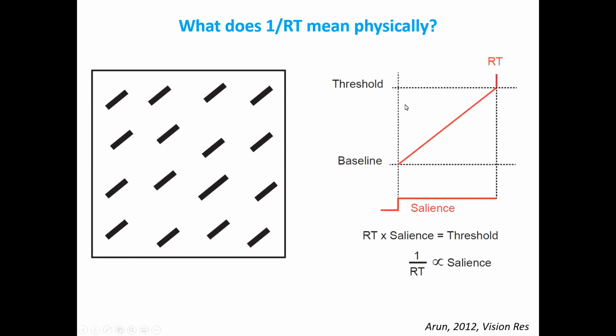And so if you think about this very simple kind of model, there's a salient signal. And if the salient signal accumulates to a threshold really fast, then you get a fast reaction time. And if the salient signal is small and therefore accumulates very slowly, you'll get a slow reaction time. It's very intuitively obvious if you think about this basic model that the reciprocal of reaction time is indexing the salience or the dissimilarity. And so that's the picture that I want you to keep in mind if you're thinking about the inverse of reaction time. Right?